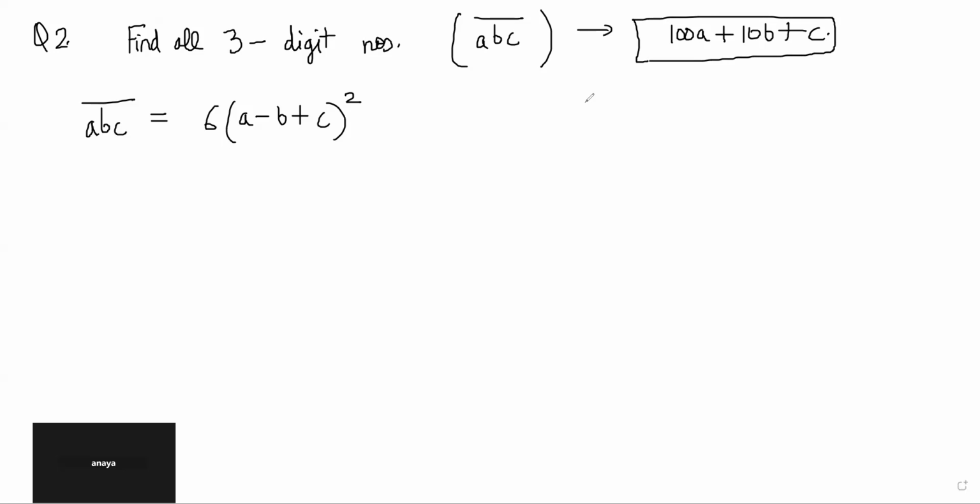So I did the same thing. I wrote 100A plus 10B plus C equals 6 times (A minus B plus C) whole squared. And I got that 100A plus 10B plus C equals 6A squared plus 6B squared plus 6C squared minus 12AB minus 12BC minus 12CA. But expanding doesn't help. If you expand the square, there's nothing you can do after that. What will you do then? The question is not like a pure algebra question. You can't solve an algebra question with one equation and three variables.